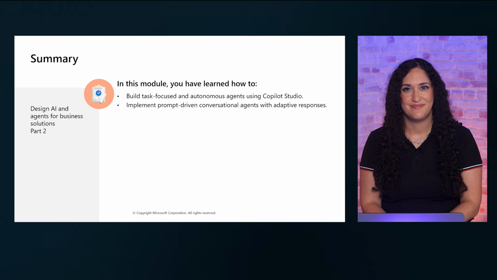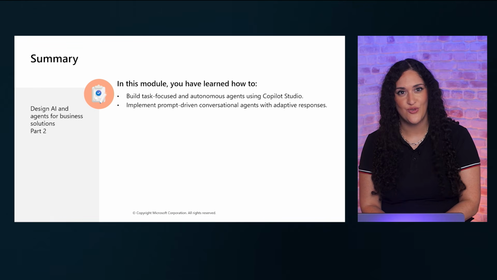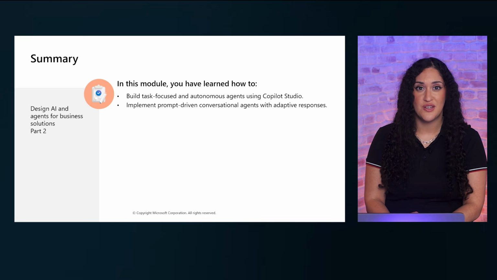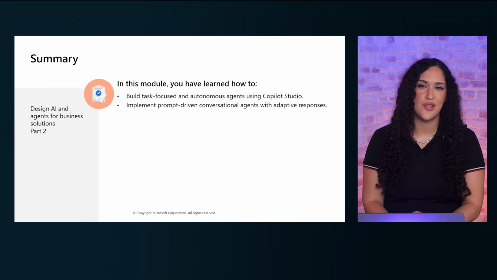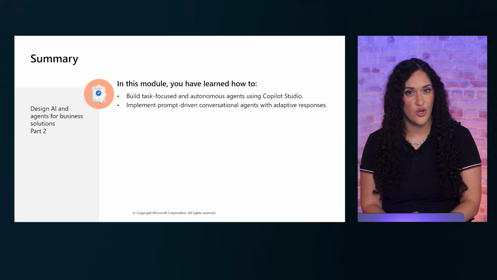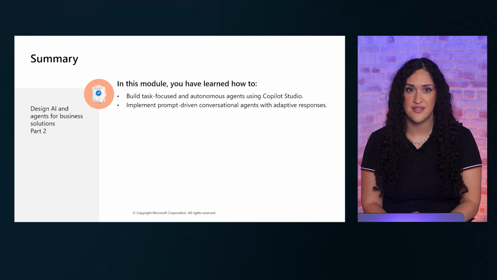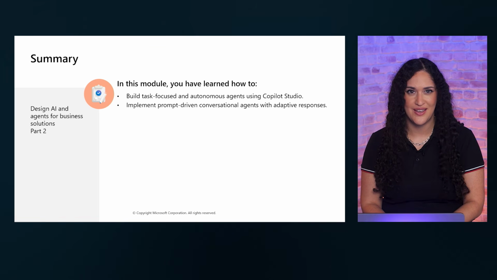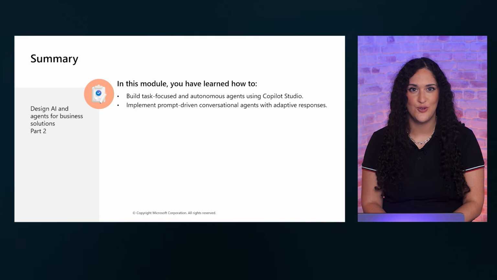So let's review. You've learned how to build both task-focused and autonomous agents using Copilot Studio, from defining purpose and knowledge sources to designing agent flows that automate real business processes. You've learned how to implement prompt-driven conversational agents with adaptive responses using prompt actions and the prompt codes template to ensure consistency and quality. And you've explored how to define success criteria and adoption goals that ground your AI solutions in measurable business value. We've covered a lot in the session.